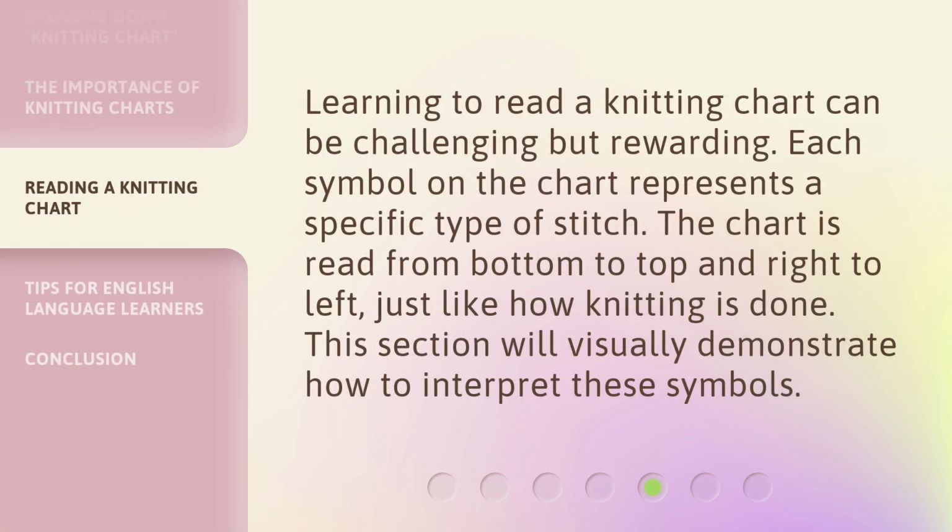Learning to read a knitting chart can be challenging but rewarding. Each symbol on the chart represents a specific type of stitch. The chart is read from bottom to top and right to left, just like how knitting is done. This section will visually demonstrate how to interpret these symbols.